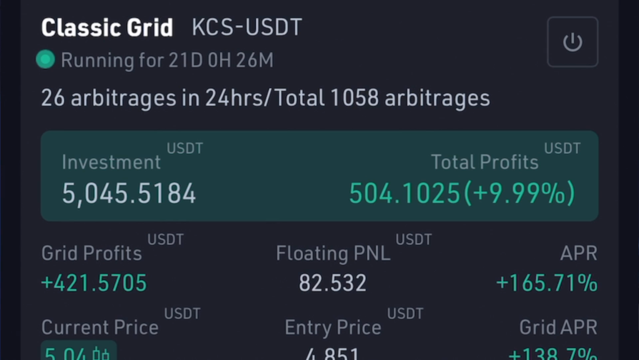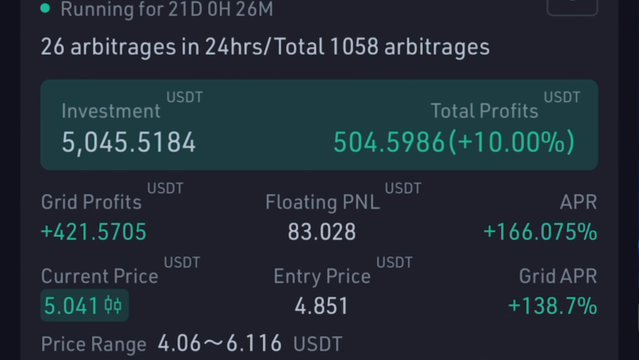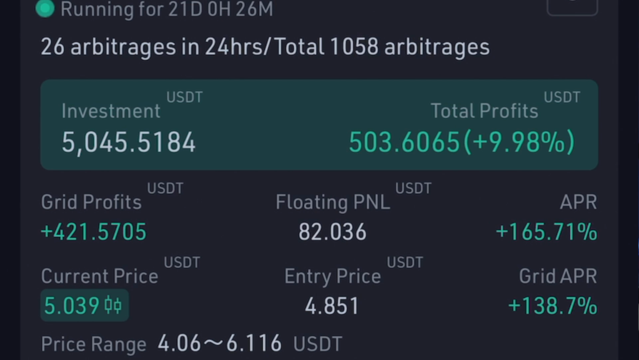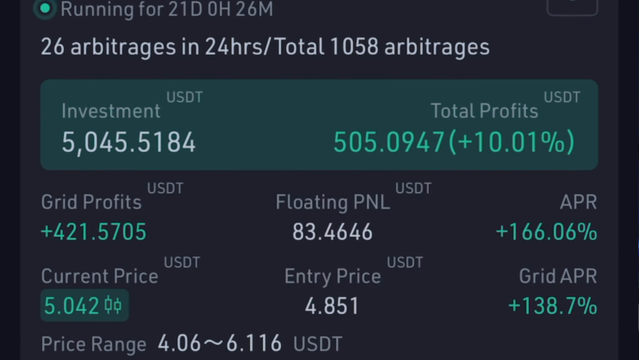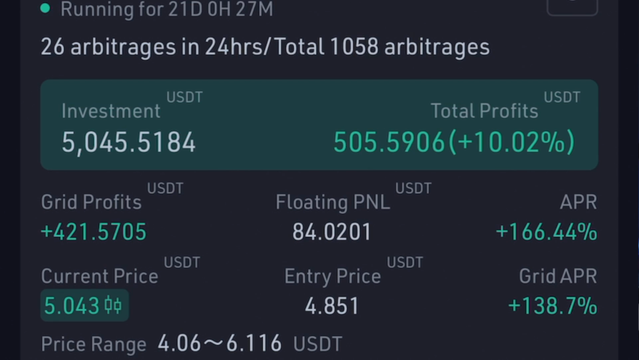Also, if we look at the current price of KuCoin, it is $5.04. Also guys, I'm trading KuCoin to USDT. Personally, I think there are way better pairs out there that have way more volatility. These trading robots tend to make the most profits and the best returns if you pick a pair that is volatile. USDT is not very volatile. KuCoin is not very volatile, so that's why you are seeing these slow returns. But if you pick a more volatile pair, then I think the returns are going to be way better than what I'm seeing right now. Also, this robot is trading KuCoin from the price of $4.06 all the way up to $6.11.